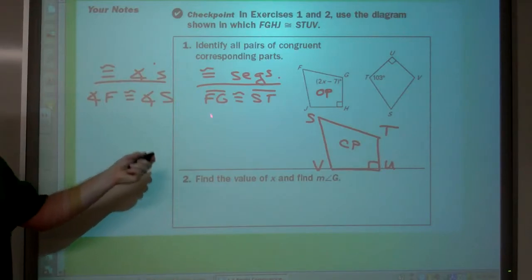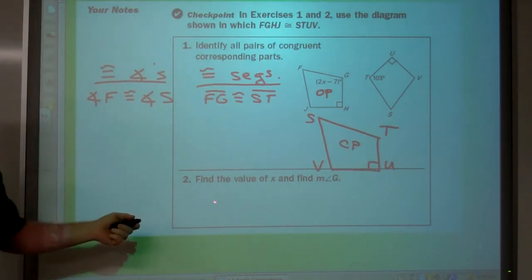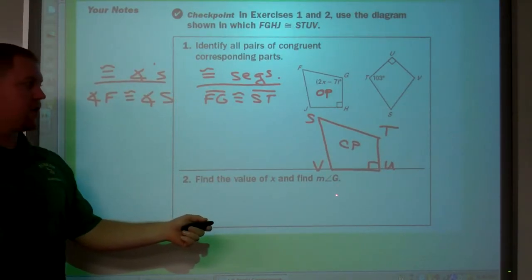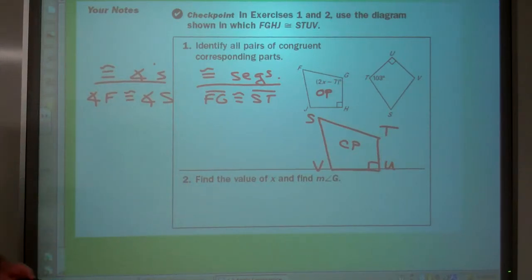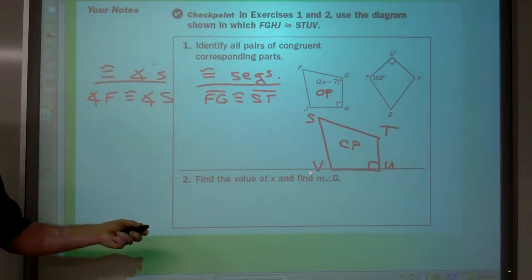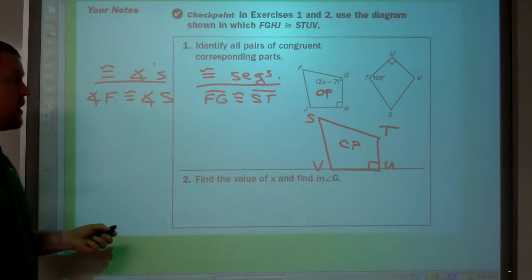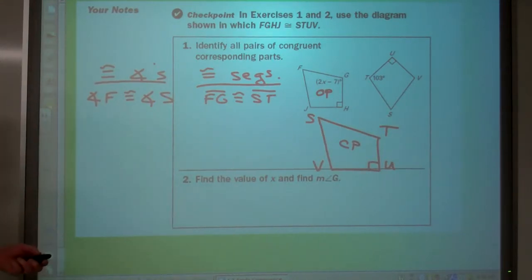So please finish up those corresponding parts that are congruent, as well as finish up defining the value of x for the measure of angle G. Find the value of x and find the measure of angle G. So do that in your notes for tomorrow.